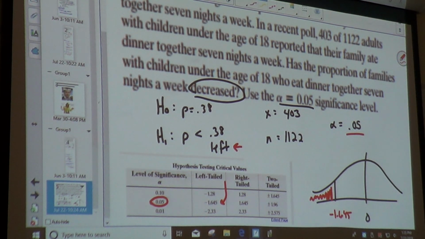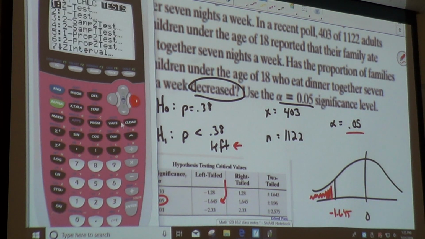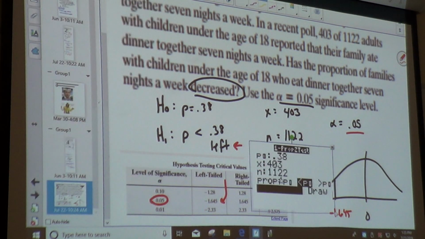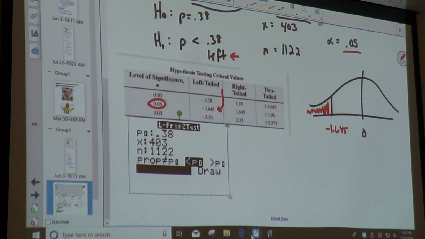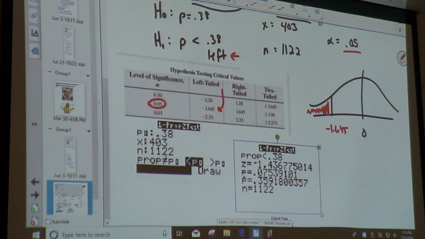We good so far? So now I am going to go to my calculator, stat test, down to number 5. It is a 0.38 with 403 people who answered my question the way I wanted out of 1122. This time it is a left, so we have to make sure that we highlight the less than. And then when I hit calculate, that gives me that my Z is negative 1.44.